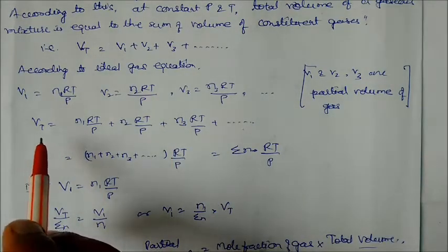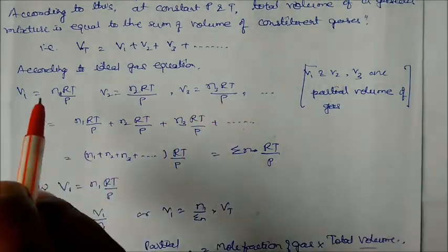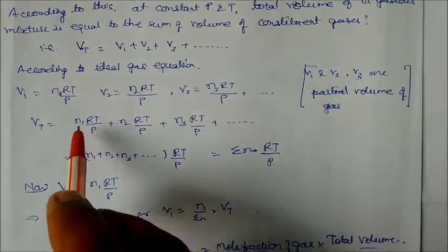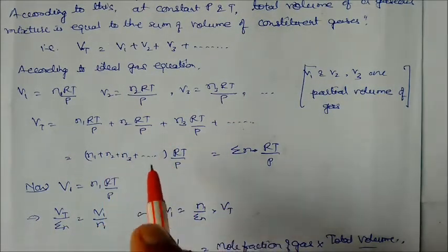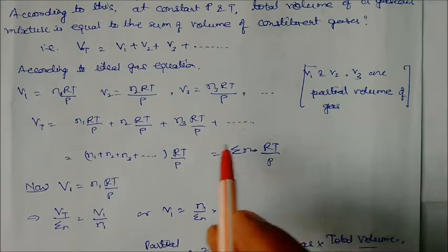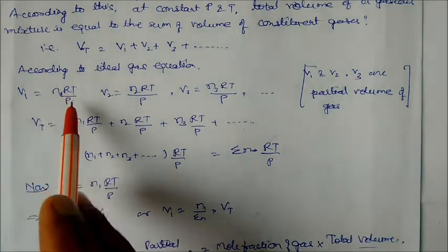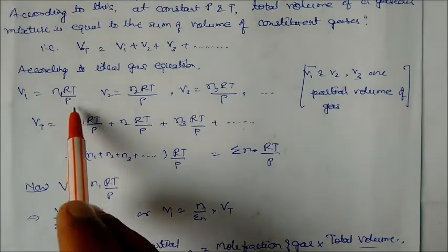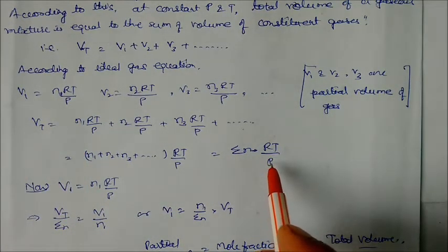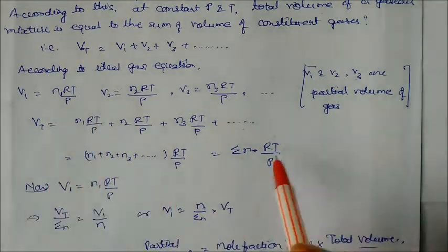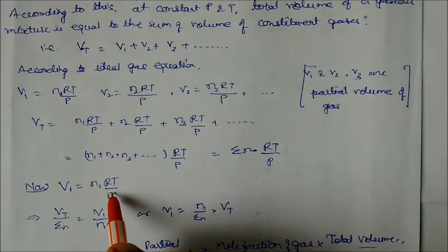So the total volume will be, just add all these partial volumes. On adding, take out N1, N2, N3. RT by P is a common value. This becomes summation of N into RT by P. Now V1 is N1 RT by P, and here the total is summation of N into RT by P. So we can eliminate RT by P, which is common to them. So V1 equals N1 RT by P.